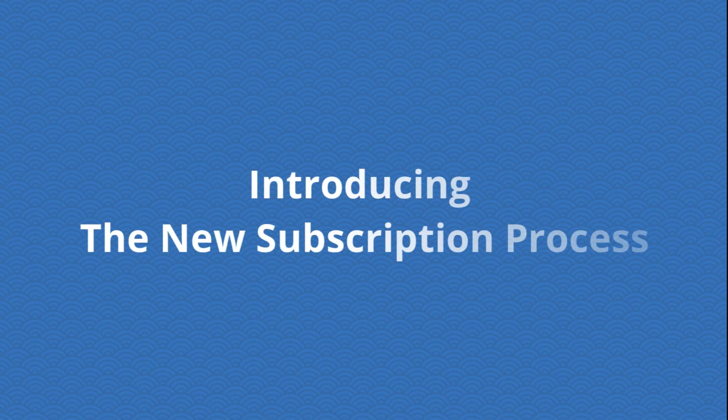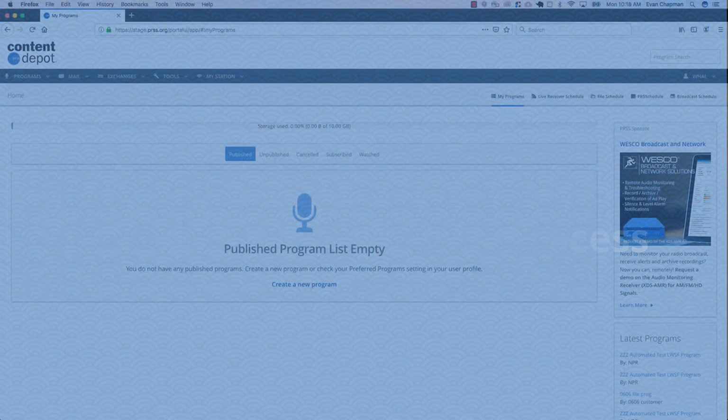Now let's take a few minutes to review the changes that have been made to the subscription process. We'll be reviewing how to subscribe to the 3 different program types: Live, Live with Subsequent File or LWSF, and File. Each of these are very similar with a few minor differences.